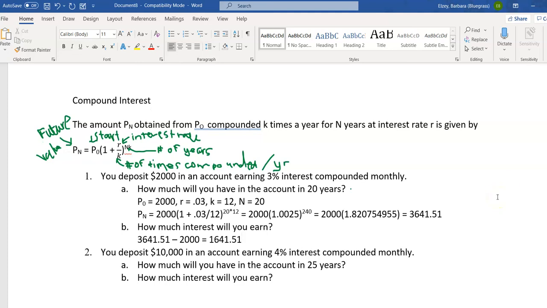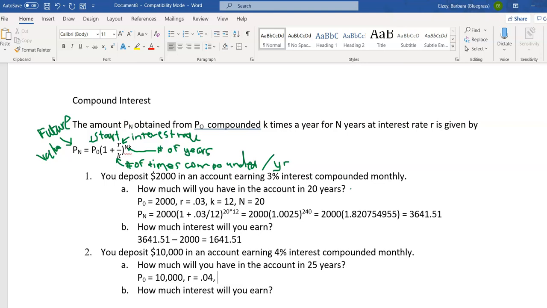You deposit $10,000 in an account earning 4% interest compounded monthly. How much will you have in the account in 25 years? Okay, so let's again identify everything that we have. The initial amount we're putting into the account is our P sub 0, and P sub 0 is $10,000. All right, our interest rate, R, is 4%, expressed as a decimal, that's 0.04.